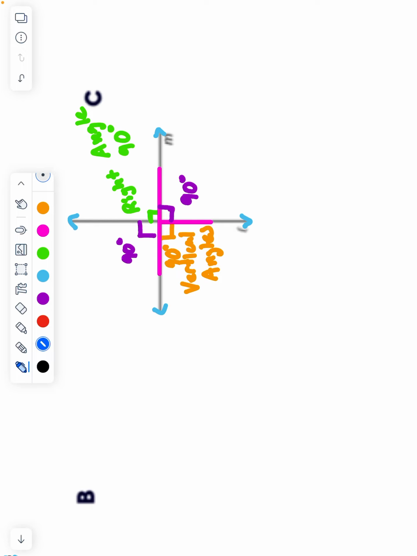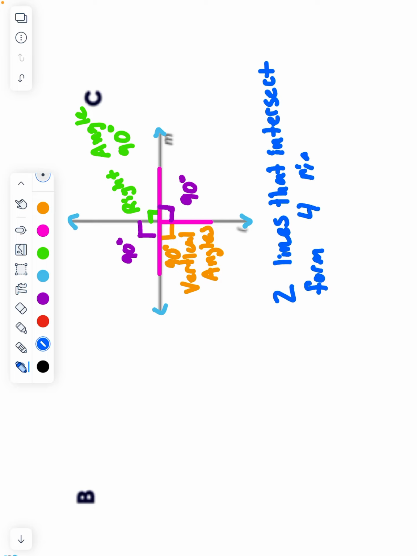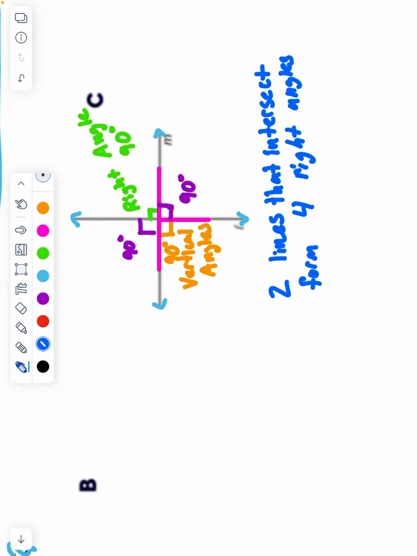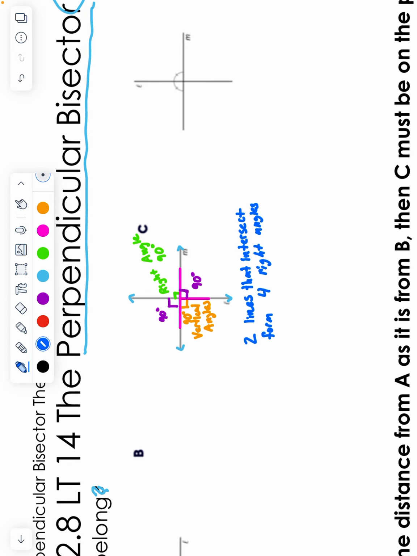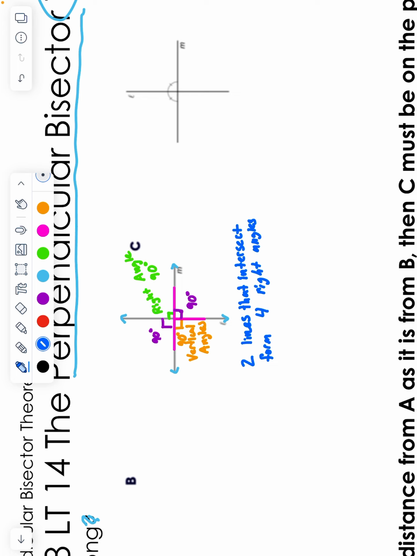All right, so this will be fun for later, but two lines that intersect form four right angles. Okay, so that was B. Pretty cool stuff right here.